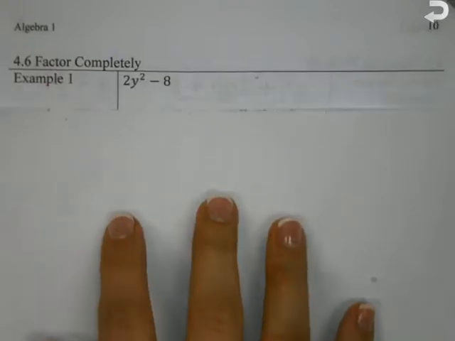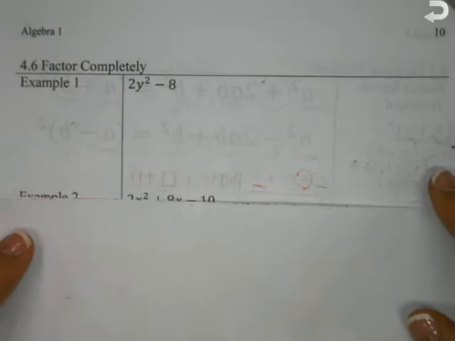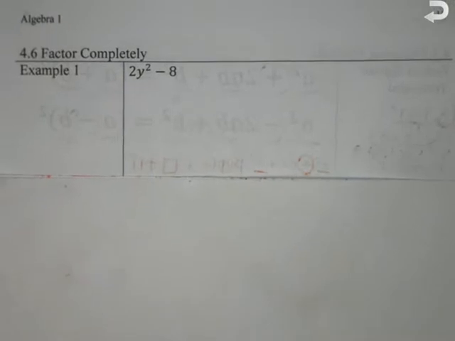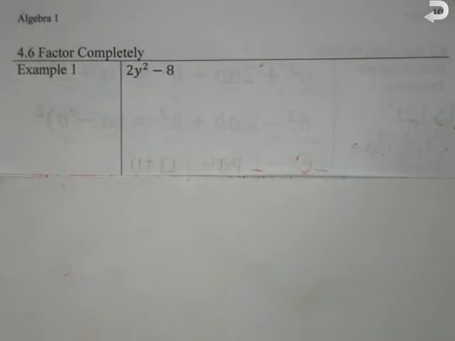So, first example, 2y squared minus 8. For each one, I'm going to write down which method we're using when we use it. This chart is going to help you out. I will write perfect square trinomials on it before we leave today, because you always want to check in that order. So what's the first thing we should always check for? GCF.